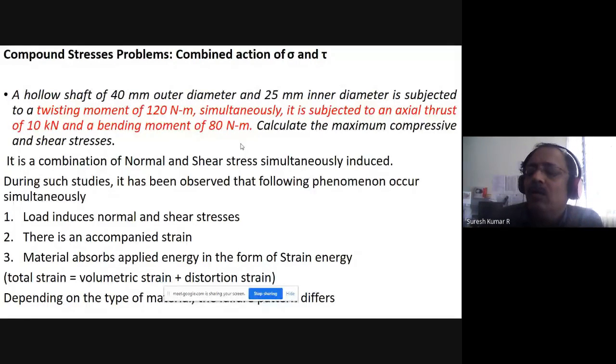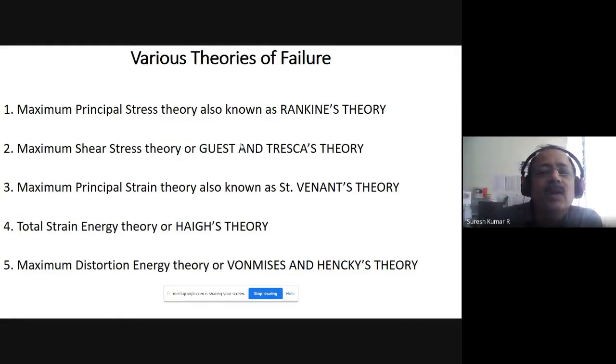Now, how do we know under what conditions the material is going to fail? For that, many scientists have proposed their own theories. That again depends on what type of material they have used. Each person has used a different material and hence arrived at a different result. And these results are called theories of failure. One result is one theory of failure.